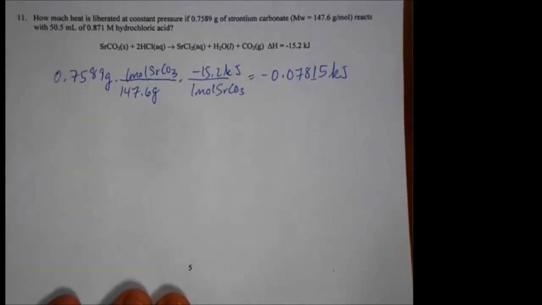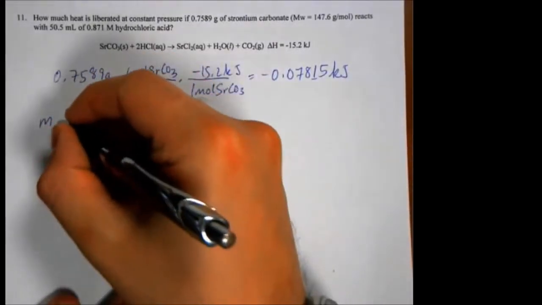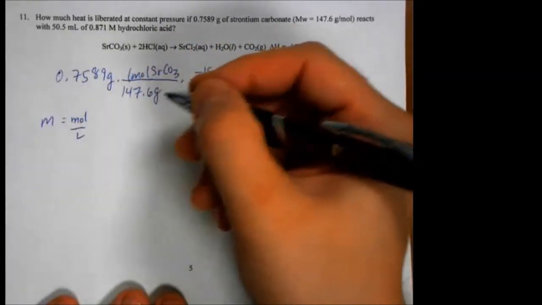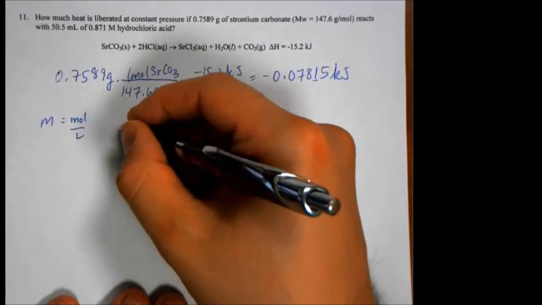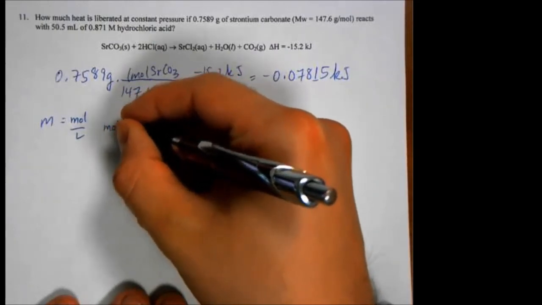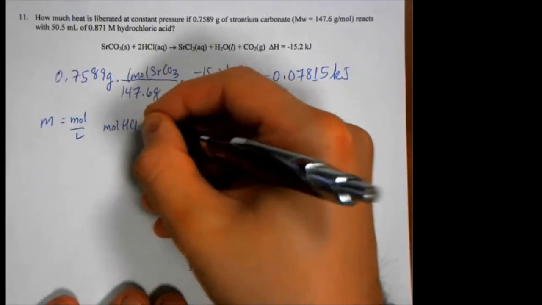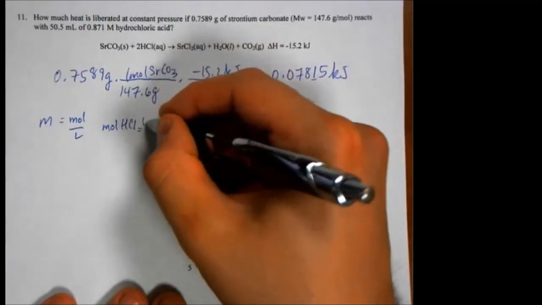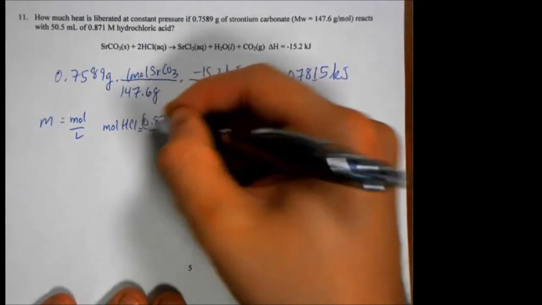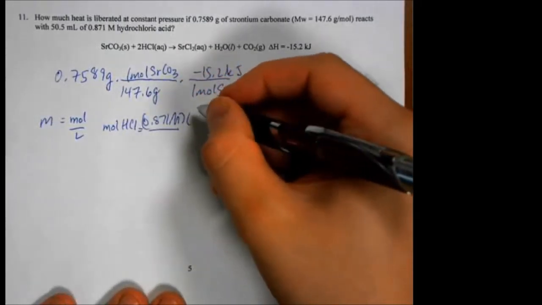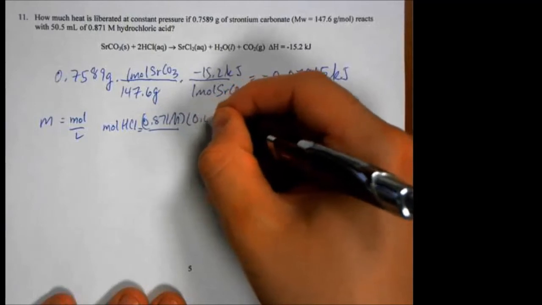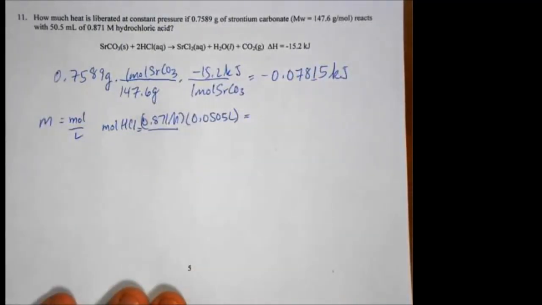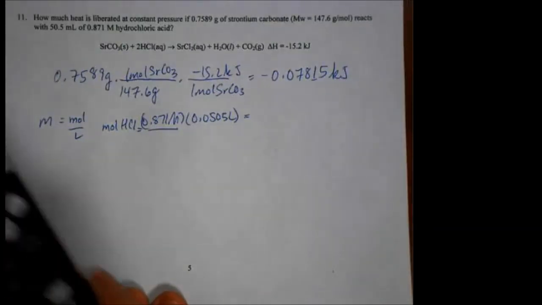Okay. And now the second reagent, they give us a concentration and a volume of hydrochloric acid. So we know how to handle this. Molarity is equal to the number of moles divided by liters. So if we multiply the molarity times the volume, we should get the number of moles. So the number of moles of the HCl is going to equal the molarity, which is 0.871 molar, times 50.5 mL, so 0.0505 liters.